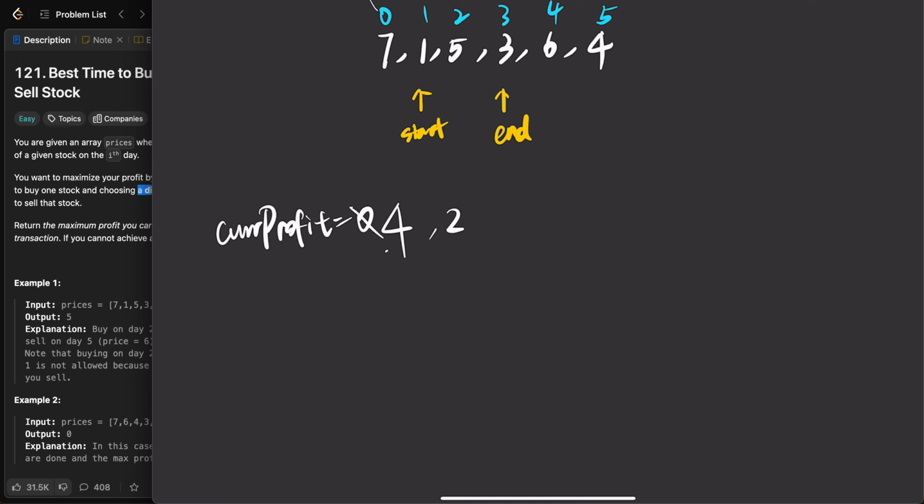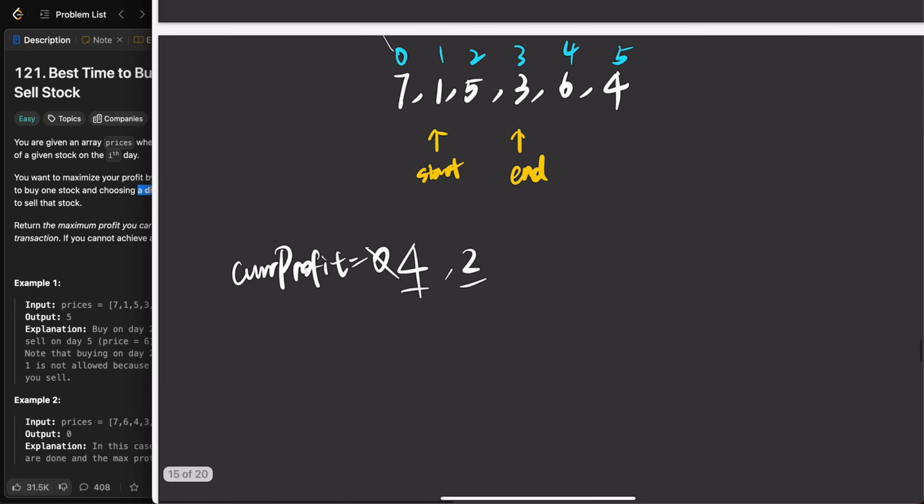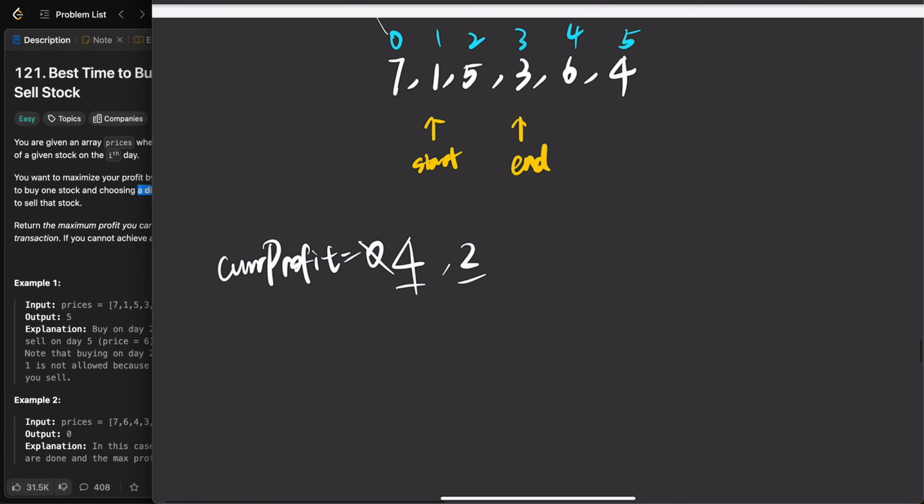But now we can compare which is greater. 4 definitely is larger than 2. So we can use another variable to help us remember the maximum profit is 4. And then the current profit continues with the 2 we just got.